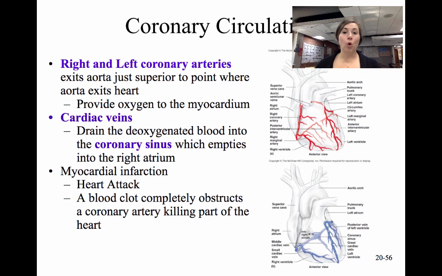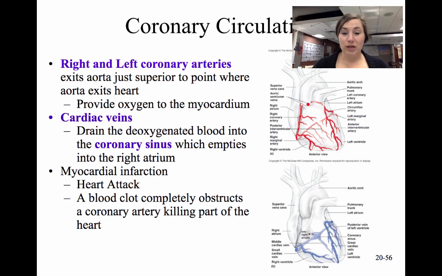But it did not go through coronary circulation. So coronary circulation is the blood flow that goes to the heart itself, because your heart is going to require a lot of oxygen, a lot of nutrients to continually contract. It gets some of the first blood flow out of the aorta.